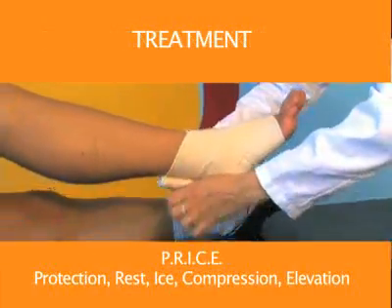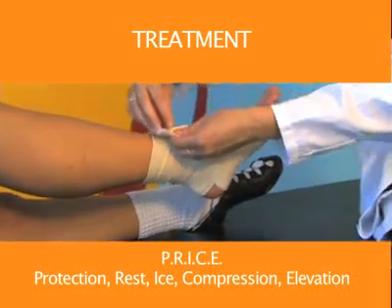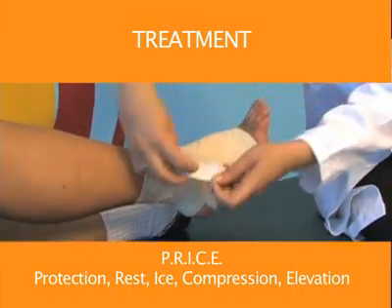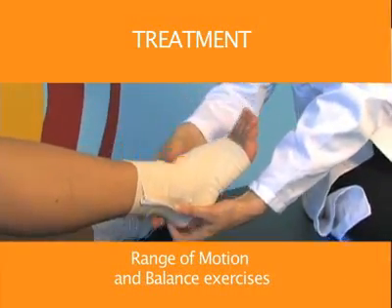Treatment for acute ankle sprains follow the acronym PRICE: protection, rest, ice, compression, elevation, followed later by range of motion and balance exercises.